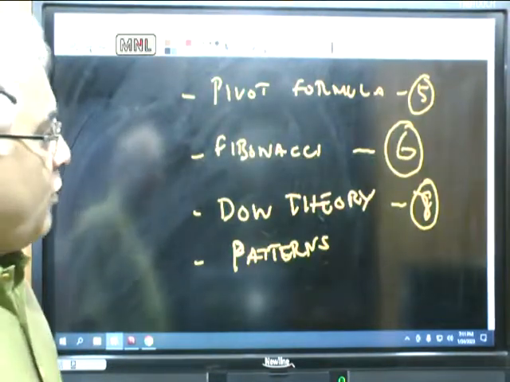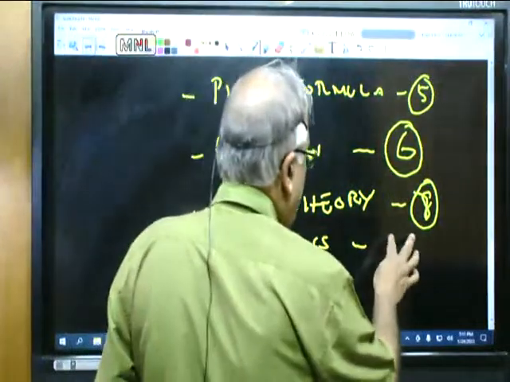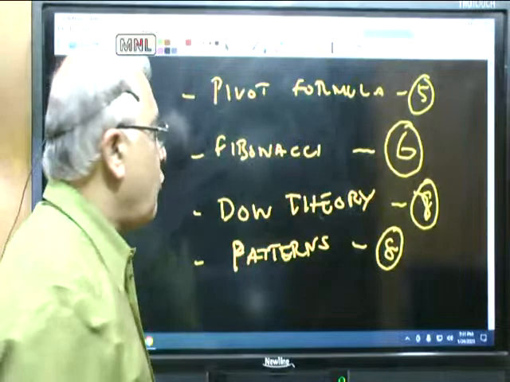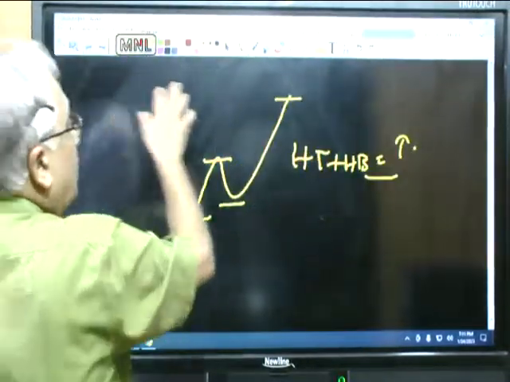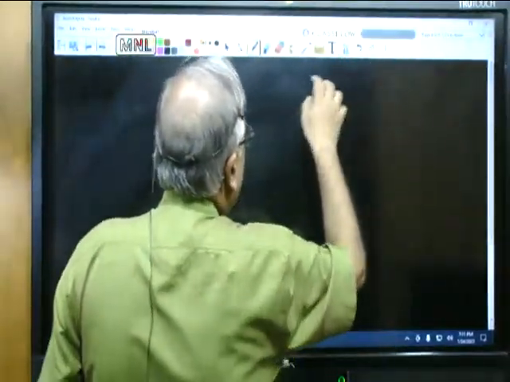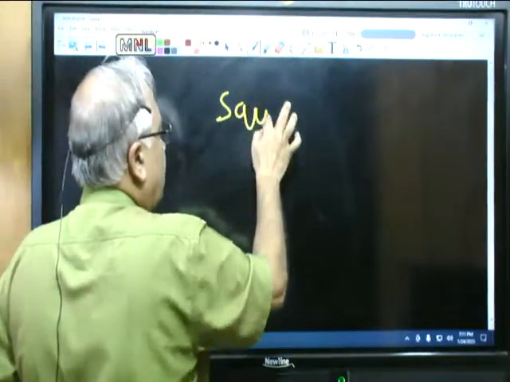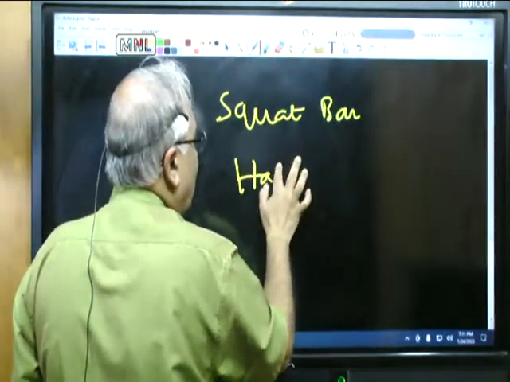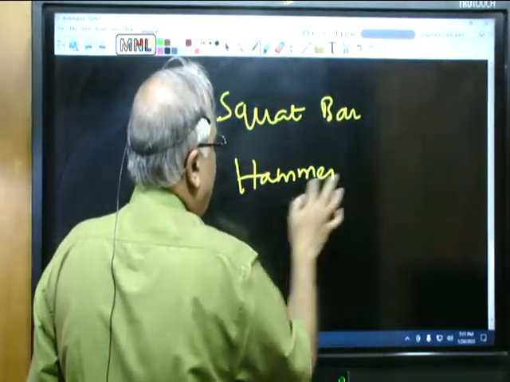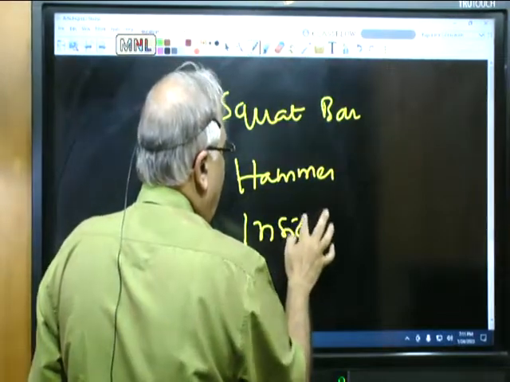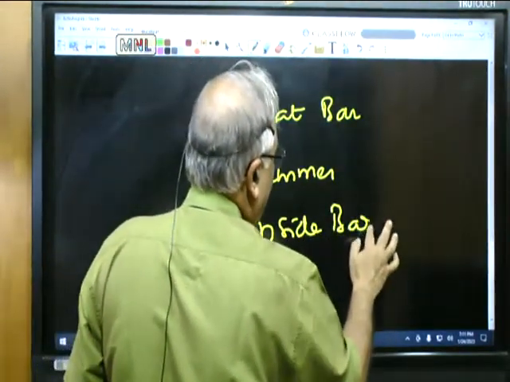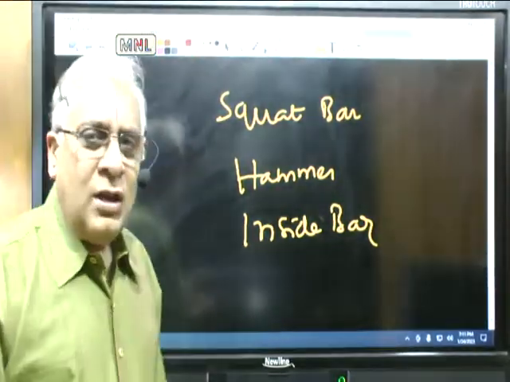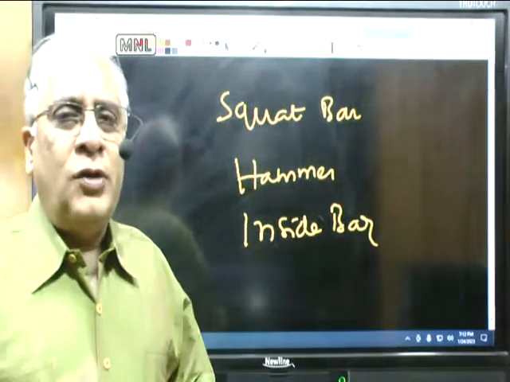Then of course you have got patterns. There are familiar patterns that happen. Gap up, gap down is one pattern. Then you've got a squat bar, inside bar. Even in an hourly chart you can have a squat bar, hammer. These are all candlestick patterns. Then inside bar, bullish engulfing, bearish engulfing. So you've got candlestick patterns which can also guide you. These are the techniques which you can use for intraday.